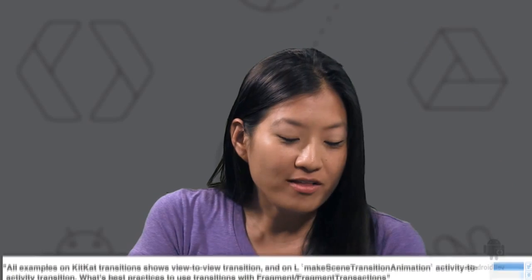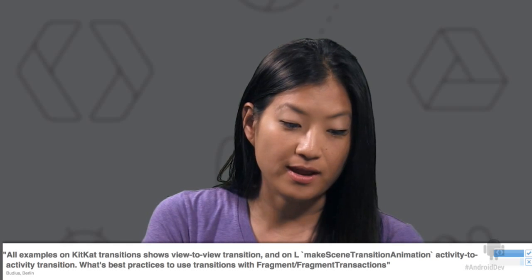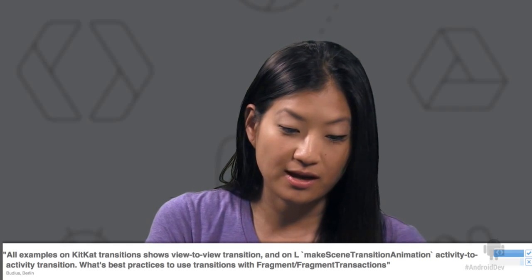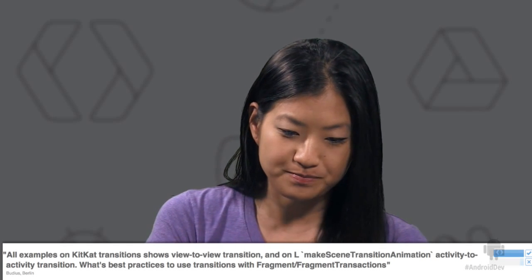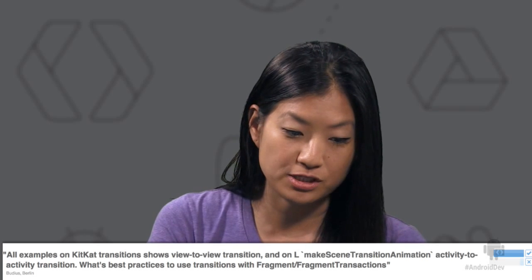Okay. So this next question comes from Budius in Berlin. All examples of KitKat transitions show view-to-view transition, and on L, make scene transition animation, activity-to-activity transition. What's the best practice for using transitions with fragment transactions?